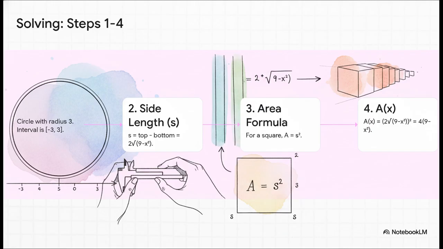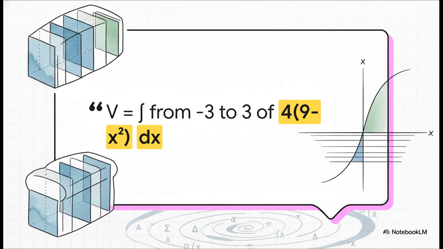3. The area formula for a square? Easy. That's just side squared. 4. We plug our s into that formula, we square it, and we get our A of x, which is 4 times the quantity 9 minus x squared. And all that setup work leads us right here to this nice, clean integral. This single expression represents the total volume.